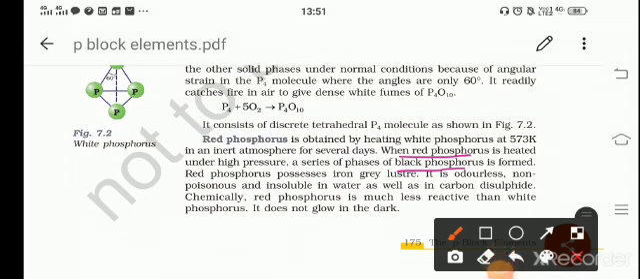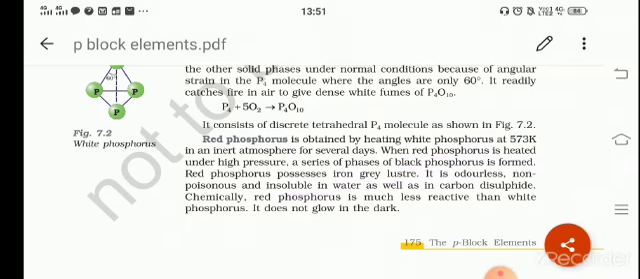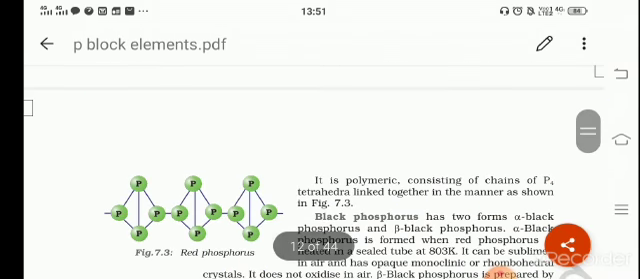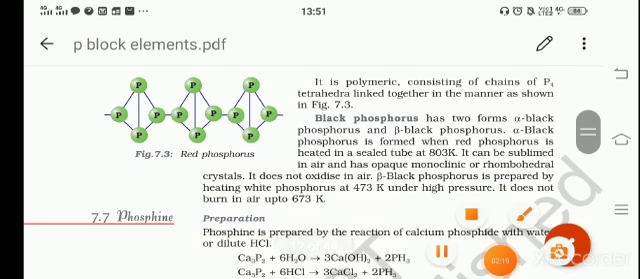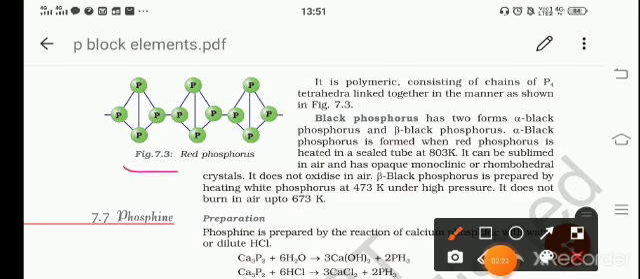Now red phosphorus has an iron-gray luster, and it is also insoluble in water but non-poisonous in nature. Red phosphorus is less reactive than white phosphorus and does not glow in the dark. Chemiluminescence is only shown by white phosphorus. As we can see in the structure of red phosphorus, it is a linear structure in which all the tetrahedral units are linked together, and it is slightly more stable than white phosphorus.